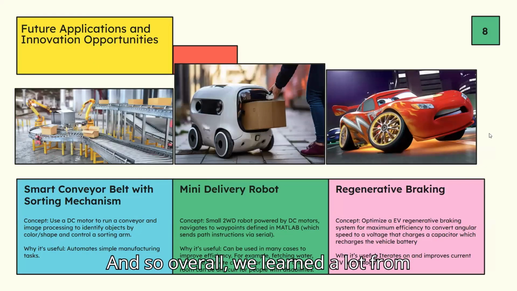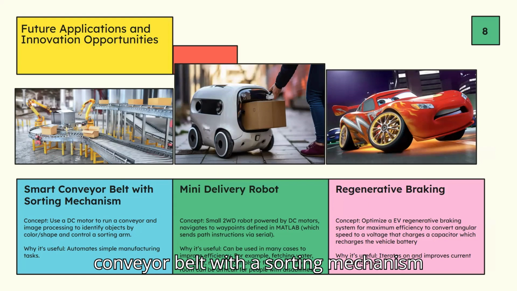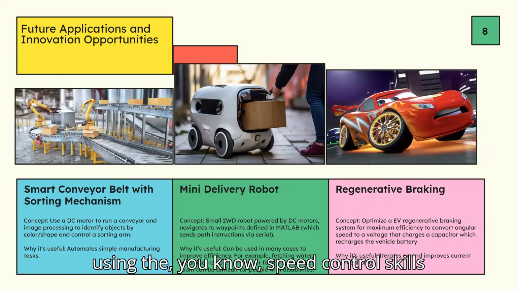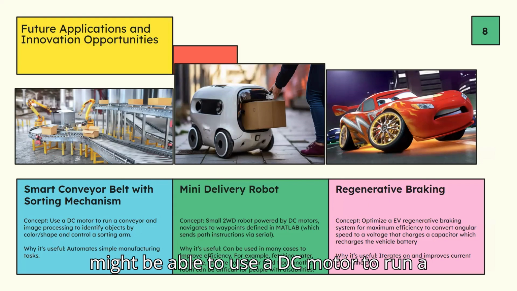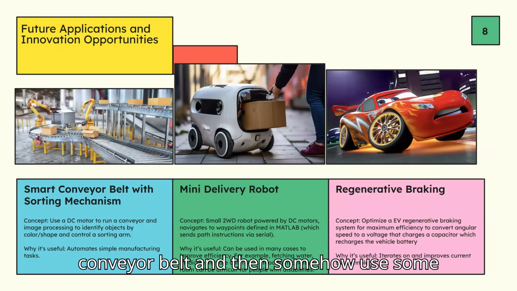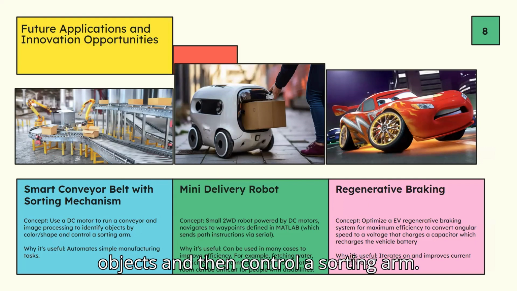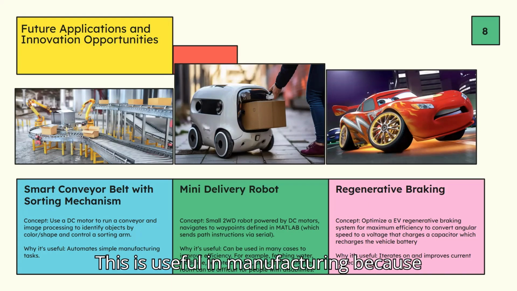And so overall, we learned a lot from this experiment, and a lot of things we realized could be applied to other applications. Some of the things that we thought of were a smart conveyor belt with a sorting mechanism. Using the speed control skills that we've learned, we thought that we might be able to use a DC motor to run a conveyor belt and then somehow use some sort of image processing to identify objects and then control a sorting arm. This is useful in manufacturing because it automates a lot of simple tasks and it can just overall speed up the process.